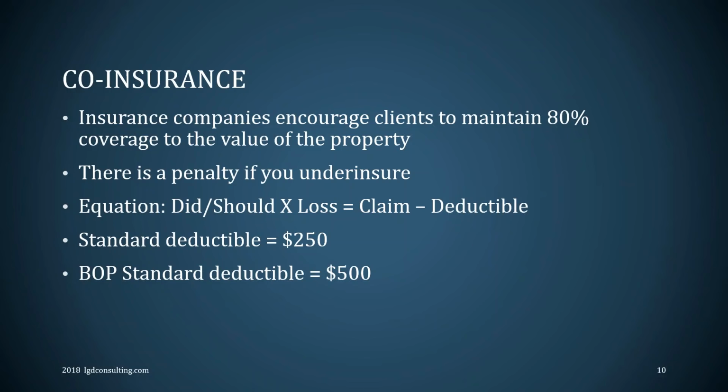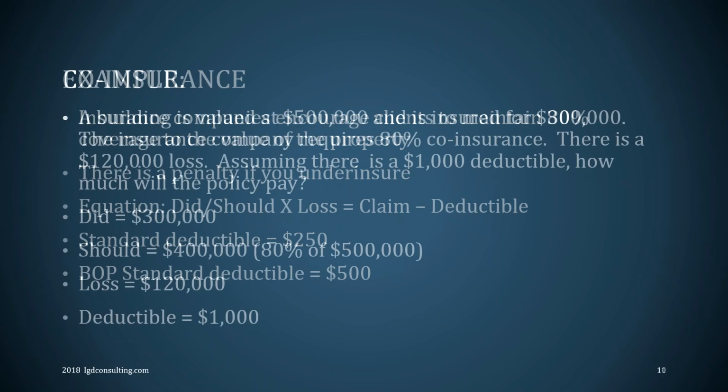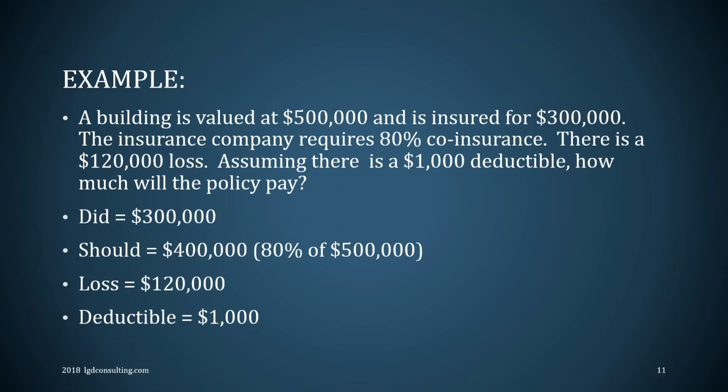Now, the test will probably give you a deductible, or it might just say disregard any deductible. If they ever say standard deductible, that's $250. On all of our property policies, the standard deductible is $250. There is one exception, a business owner policy. With a business owner policy, the standard deductible, as you can see here, is $500. So just keep that in mind. All right, so I put an example here.